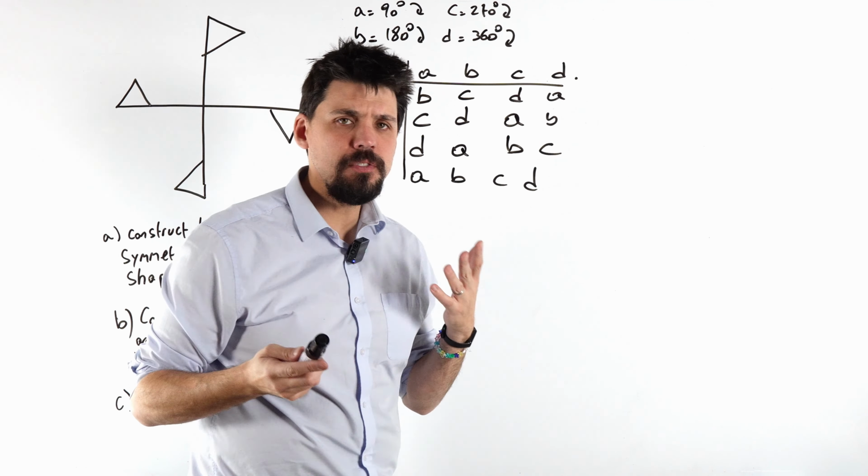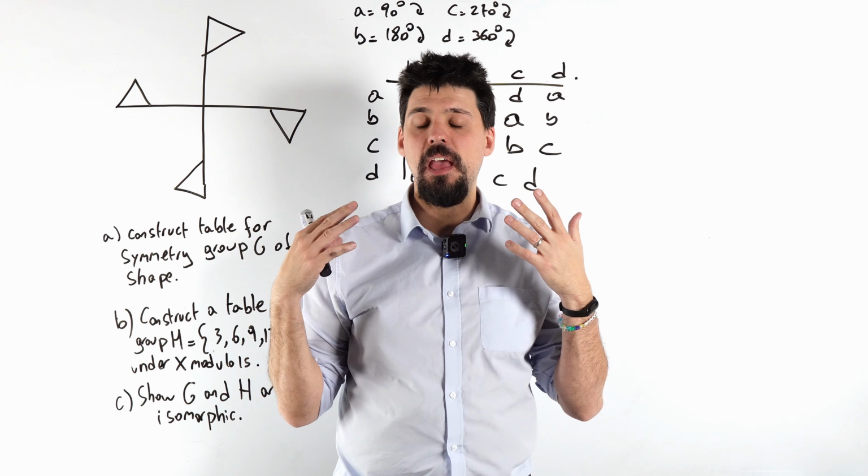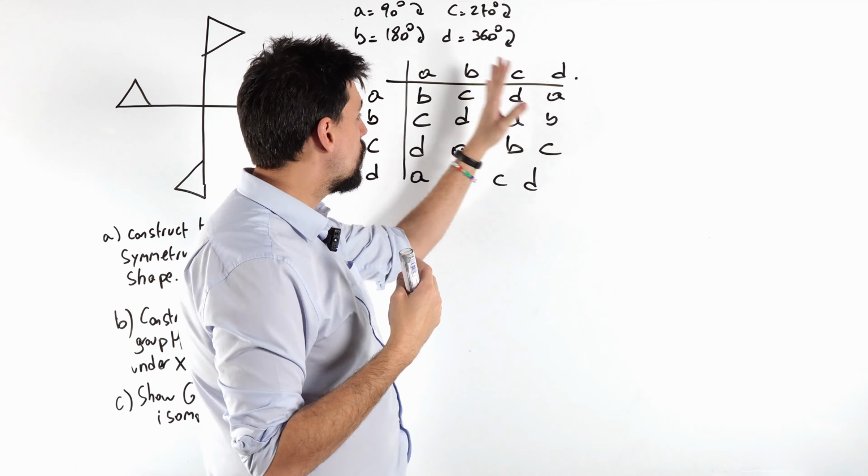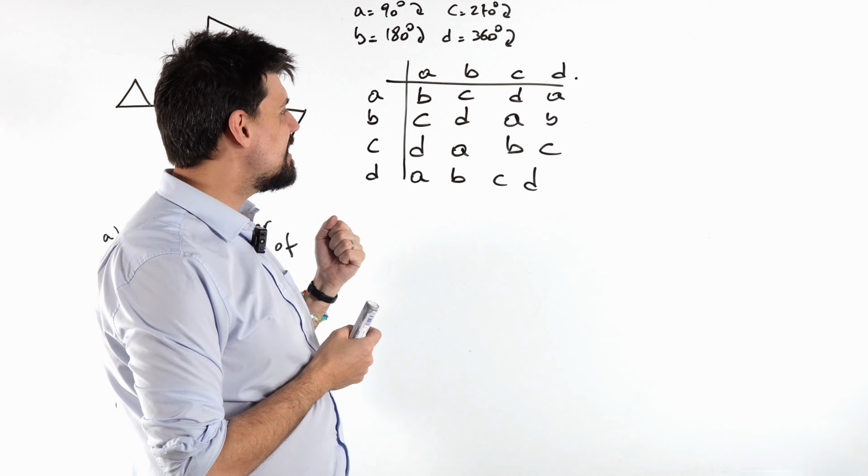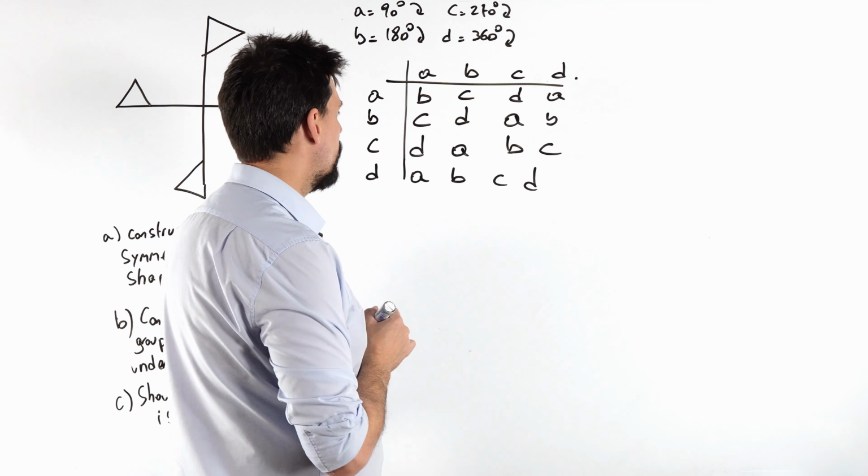A few things to note here. This is by and large a group. It's all closed. All of my combinations here stayed in there. We have got an identity.